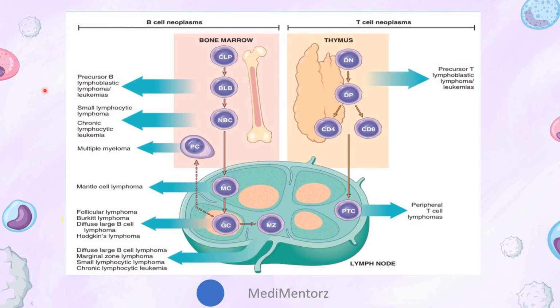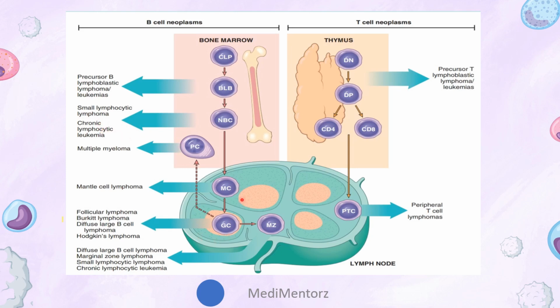Okay, this is a diagram which is described in Robbins. Here you can see from the common lymphoid progenitor comes the pre-B lymphoblast. From the pre-B lymphoblast arises precursor B lymphoblastic lymphoma or leukemia, which is B-ALL. From the pre-B lymphoblast we get B-ALL; from the naive B cell, which we already saw in the previous slide, we are getting SLL or CLL.